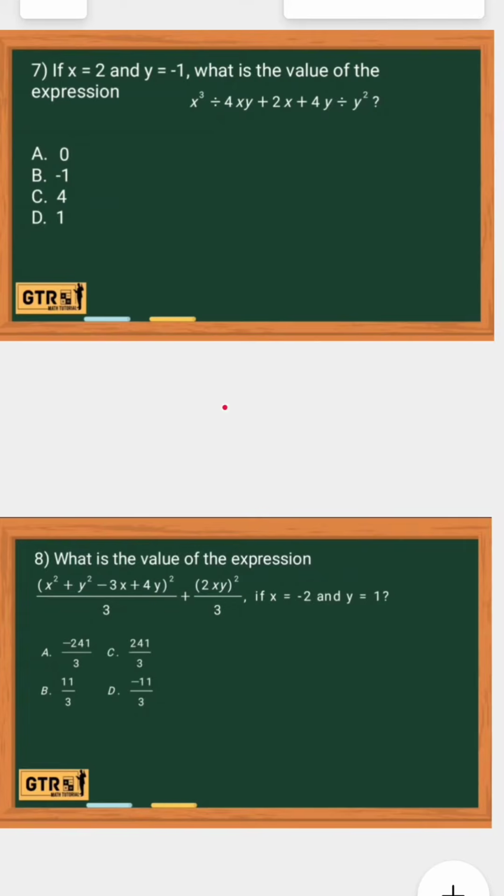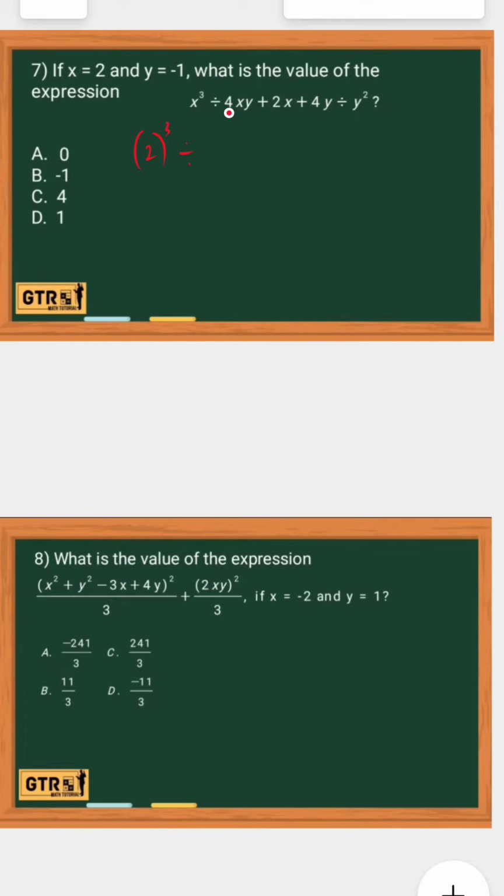Number 7. If x equals 2 and y equals -1, what is the value of the expression x cubed divided by 4xy plus 2x plus 4y divided by y squared? Okay, so let us substitute 2 for x and -1 for y. So directly substitute lang natin. So we have 2 cubed divided by 4xy. So nakadivide siya sa 4xy, hindi lang sa 4 ha. So idadiretso natin, nakadivide siya sa 4xy.